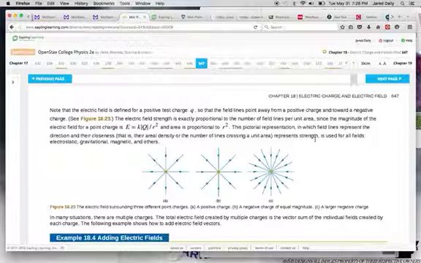So field lines don't cross each other, and they go away from positive charges and to negative charges, and those can connect. So you can have a field line that goes from a positive charge to a negative charge, for example.